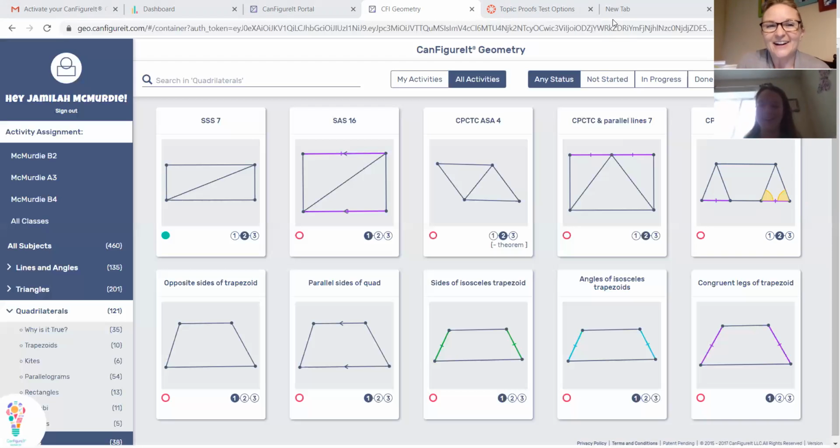Okay. All right. Well, I will end this, and you guys can try some on your own if you want to. And then, again, you can go both ways. You can do the CanFigureIt, or you can do the test on Canvas. You can try either one. And then just shoot me an email if you have questions. We can open another Zoom.